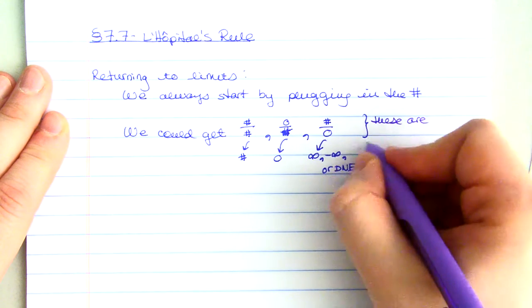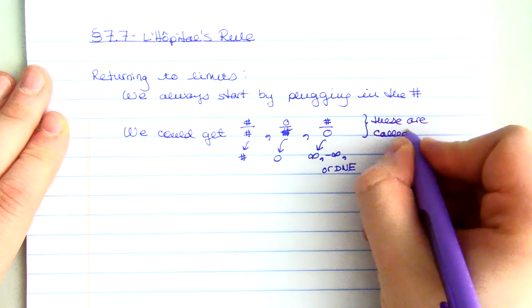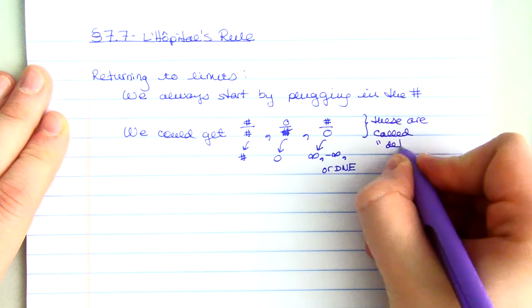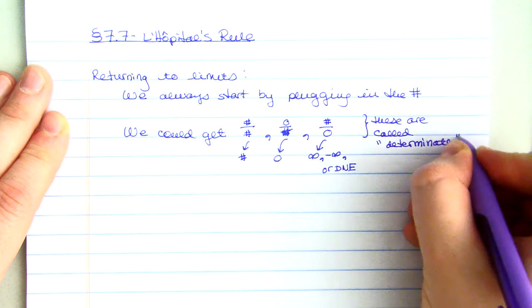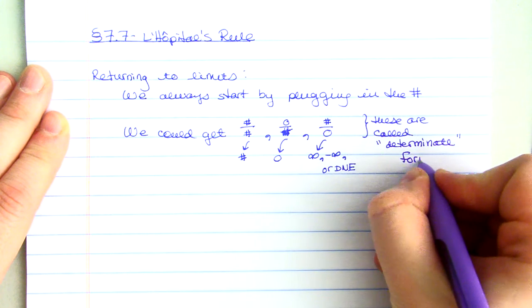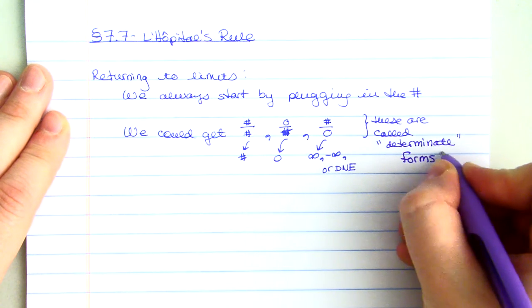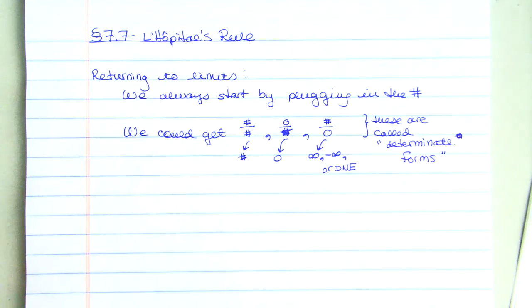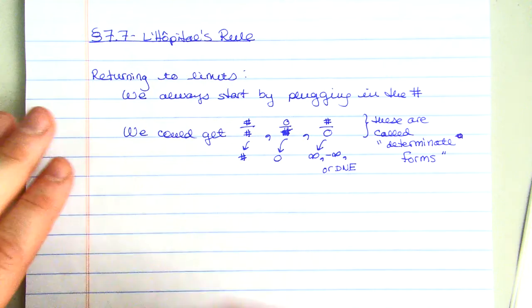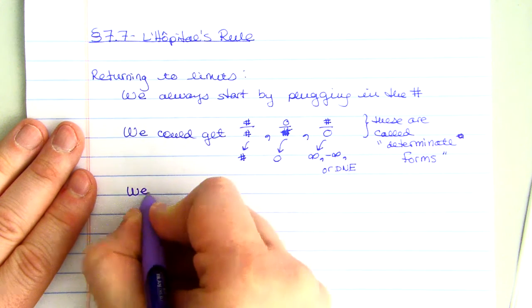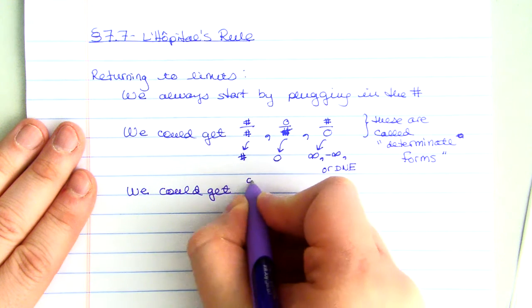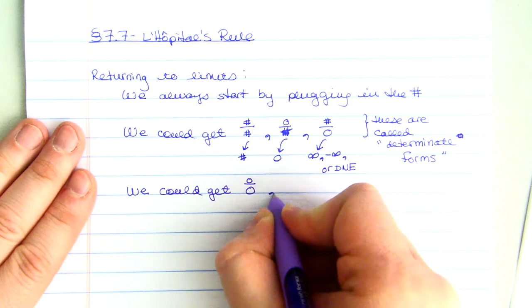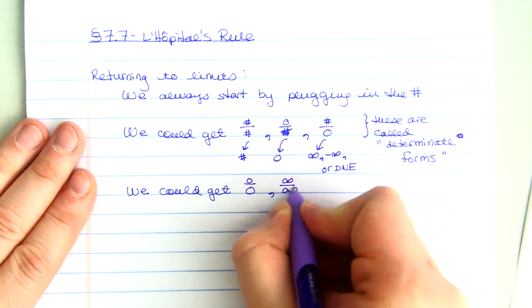It's either just the number, it's 0, infinity, negative infinity, or does not exist. These are called determinate forms. The form determines what the answer is. However, we could also get something like 0 over 0, or we could get infinity over infinity.